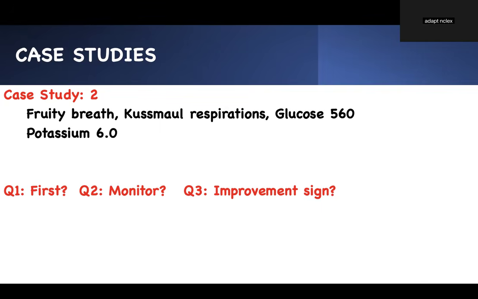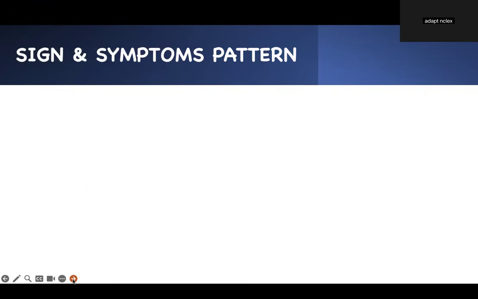Which one will you monitor? Potassium, potassium, potassium. How do I know you're improving? Bring your content. It's called DKA. Well, diabetes, your glucose should be normal. Keto, there should be no ketones. Acidosis, there should be no more metabolic acidosis. While you have Kussmaul breathing, you're compensating for what? Metabolic acidosis. That's the way you should approach the case study.